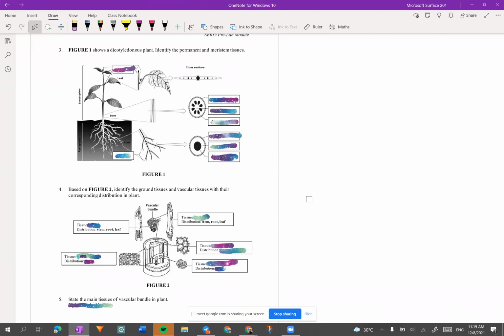Alright. So number 3, it asks you to identify where the permanent and meristematic tissue are. I don't think it gives the answer as to which one is the permanent tissue and which is the meristematic tissue. But anyway, can you guess, here, at the top is the shoot tip. Can you guess whether it is permanent or meristematic tissue?